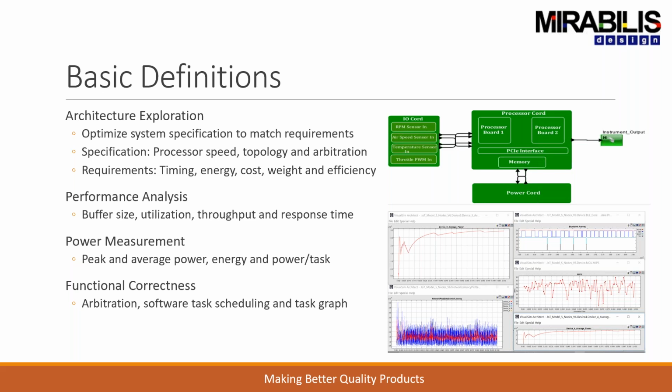The last one is functional correctness, which is all about how you schedule your system. Scheduling can be at an RTOS level, it can be at the bus level, or it can be on the processor pipeline. All of this is really around architecture exploration. The goal is to create a higher quality product.